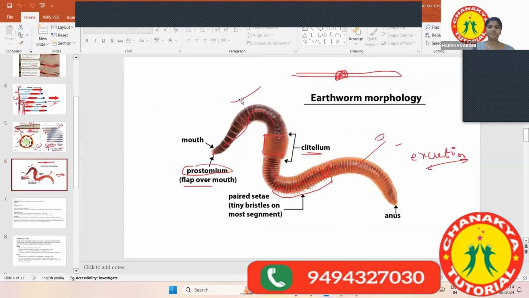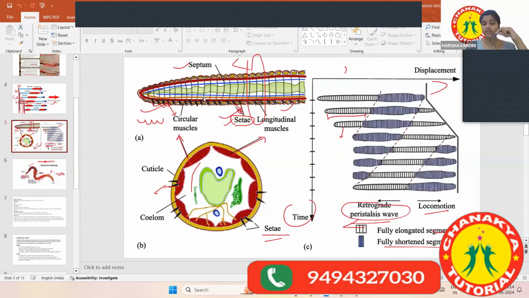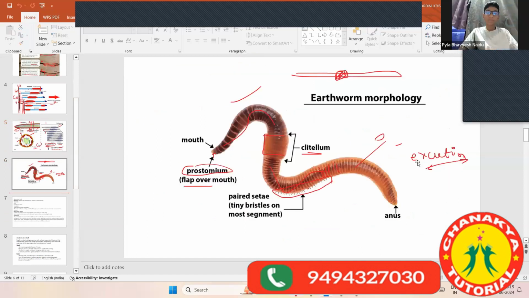I'm just giving this for your good only, right? When you draw this, you will get an idea of the structure and everything. When you draw more, you will get the practice. So please do it when you have free time. So we were talking about the morphology of the earthworm.